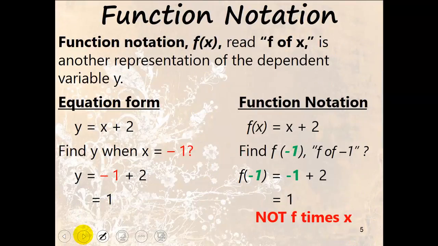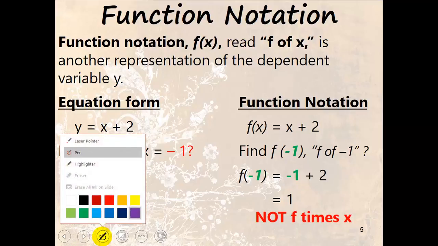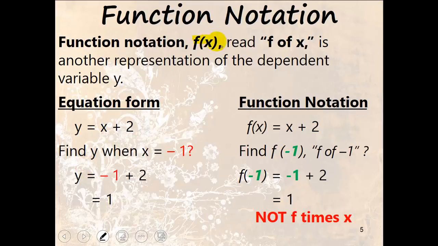Now we're going to talk about function notation, and this is just another way of writing our dependent variable y. It is f of x. Say it a couple times. F of x. It's not f times x. It's not x times f. It's f of x. You're looking for the y value when x is a certain number, okay?